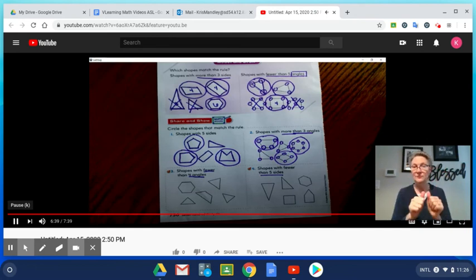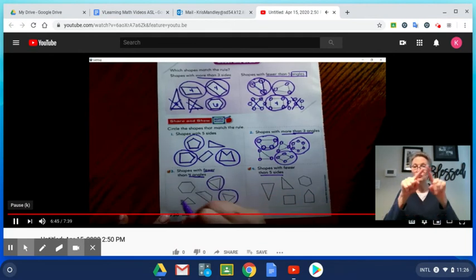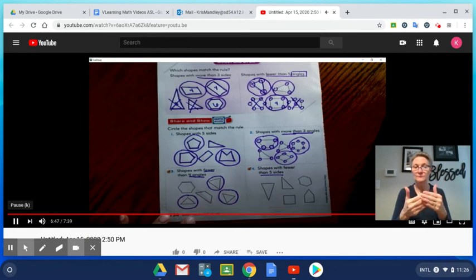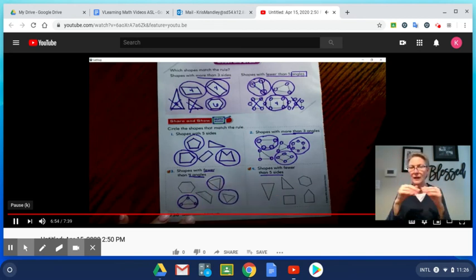So that's less than 4, which means 3. So you should have circled all of the triangles here. And if you want, you can remember to mark your work, right? So 1, 2, 3, that's less than 4, right? Okay. Let's take a look at number 4 here.